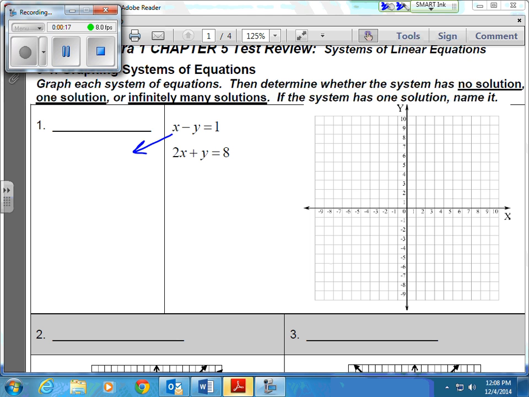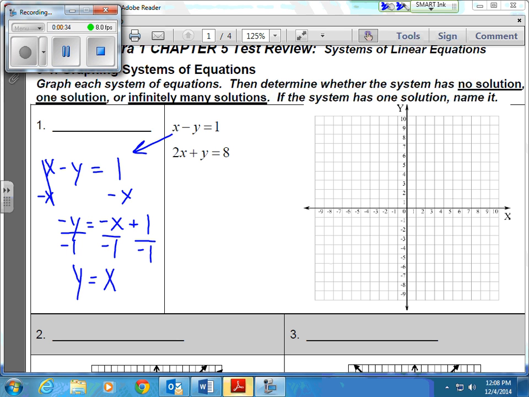So x minus y equals 1. All right, I'm going to subtract x from both sides. I get negative y equals negative x plus 1. Divide everything by negative 1 in order to give me a positive y, and that'll create a positive x and minus 1. So that'll have a slope of 1 and a y-intercept of negative 1. So this y-intercept is negative 1, and it'll go through these points.